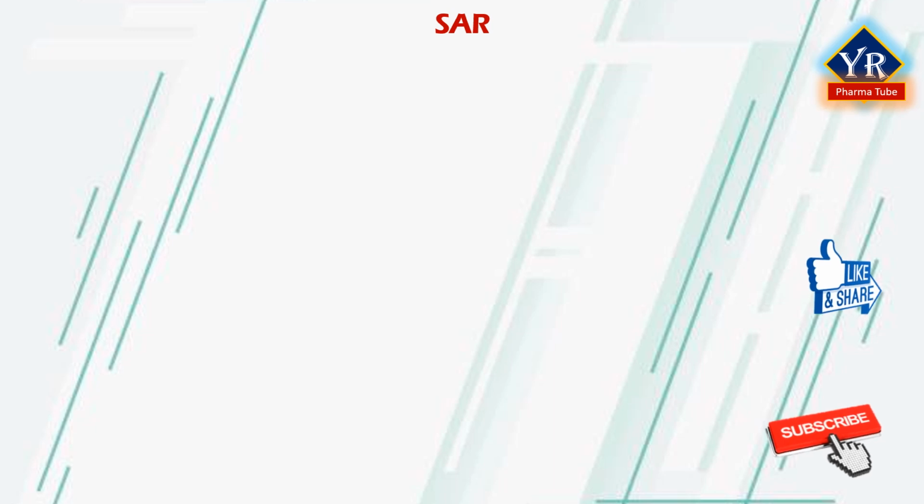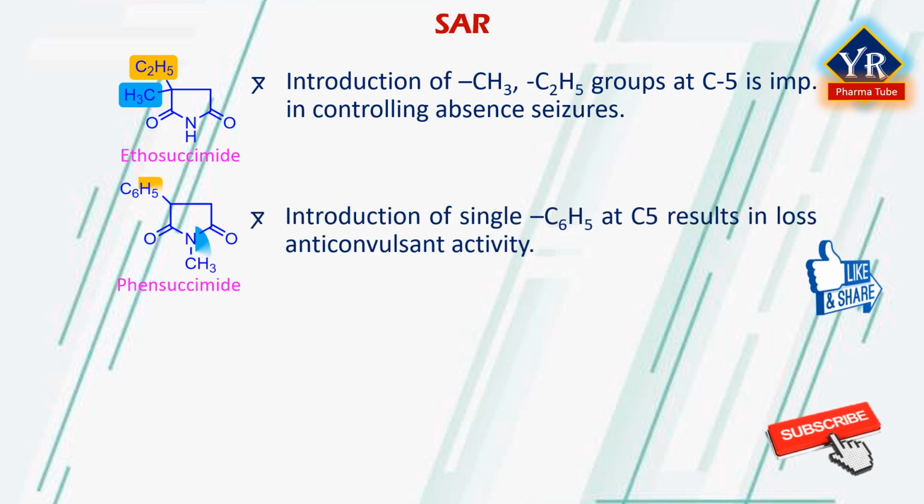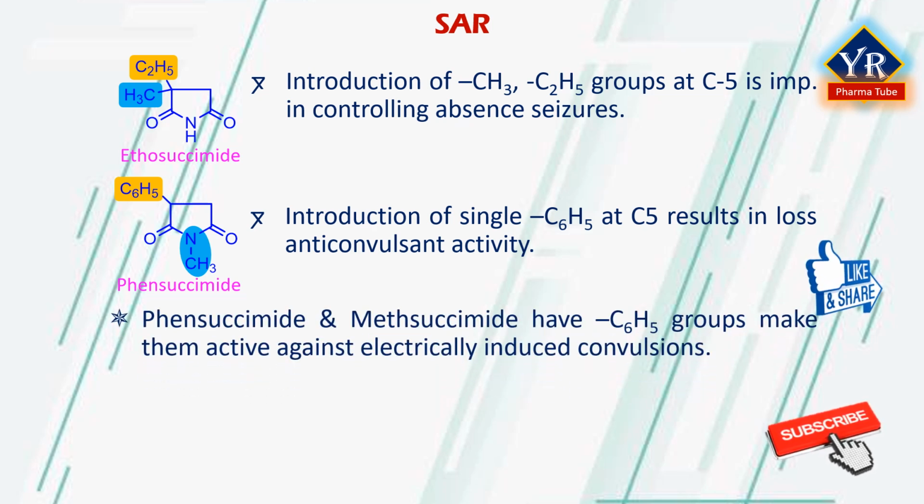Structure-activity relationship studies of succinimides. Introduction of methyl and ethyl group at position C5 is effective in controlling absence seizures. For example, Ethosuximide. Introduction of a single phenyl group in C5 results in a loss of anticonvulsant activity. For example, Phensuximide. Phensuximide and Methsuximide have phenyl substituents which make them active against electrically induced convulsions.